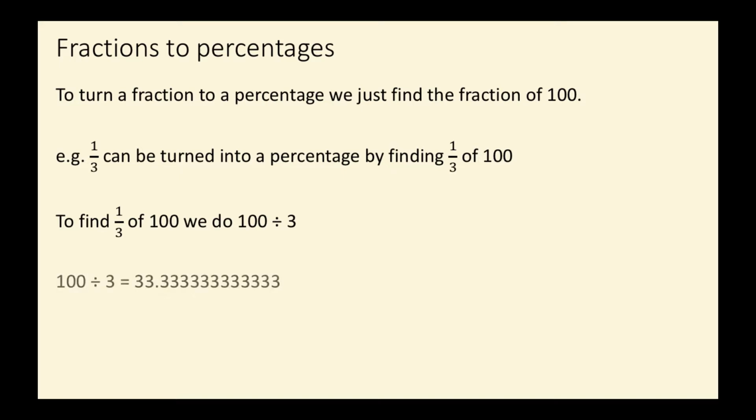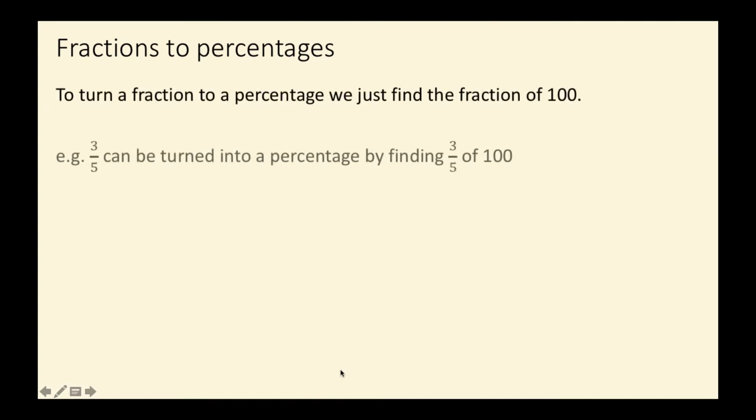So 100 divided by 3. Now our answer is crazy. 33.333333. This goes on forever, these 3s will never stop. So we actually write it like this, and then we put a little dot above the 3 to say that that 3 is going to go on and on. That dot means recurring. So 33.3 recurring. But we don't want to write all these 3s, so we just put the little dot. Okay, let's do another one.